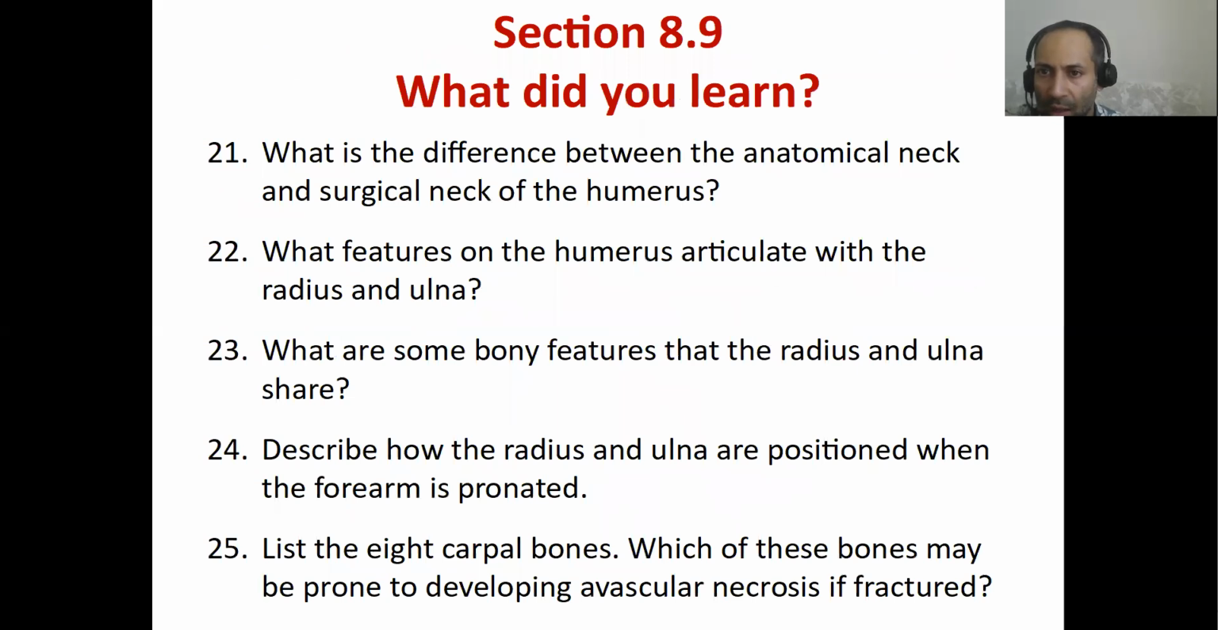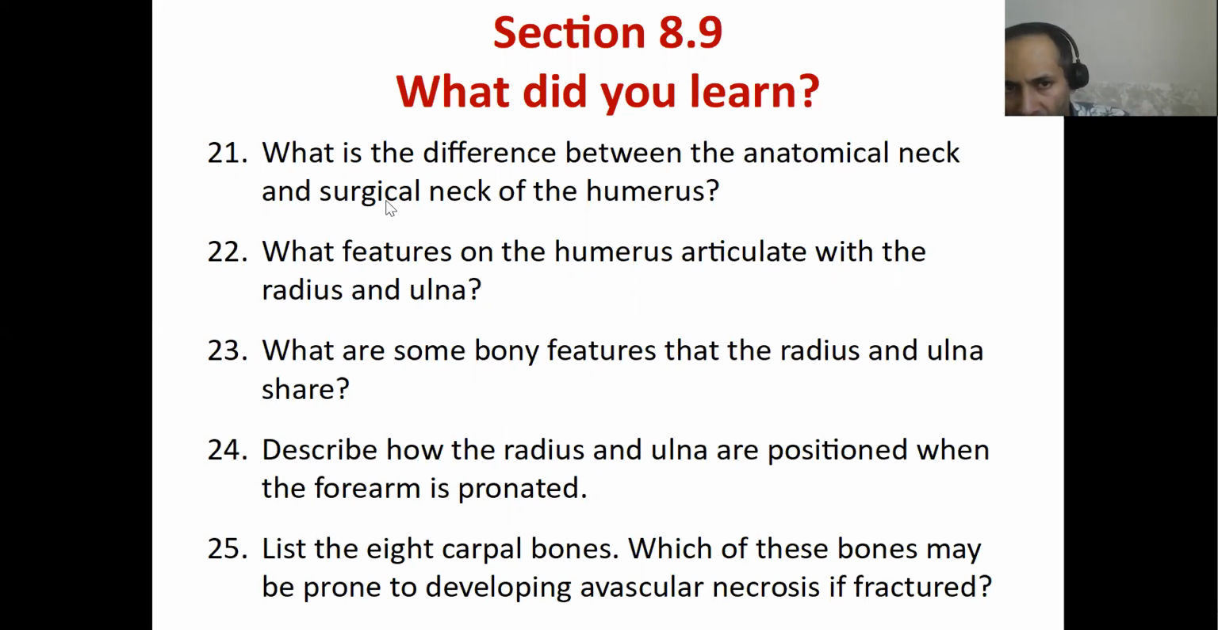And then eventually it will heal, but it's a painful, protracted healing. What is the difference between the anatomical and the surgical neck of the humerus? The anatomical neck is located just below the head of the humerus. The surgical neck is a little distal to it. That's the point where the axillary nerve passes close to the bone.